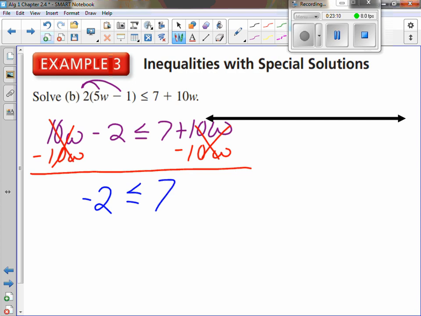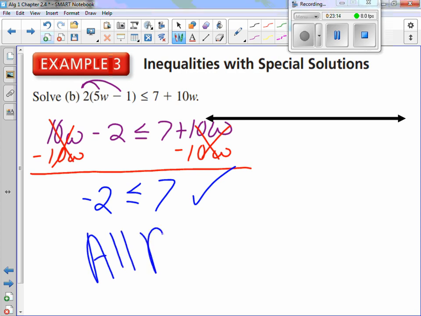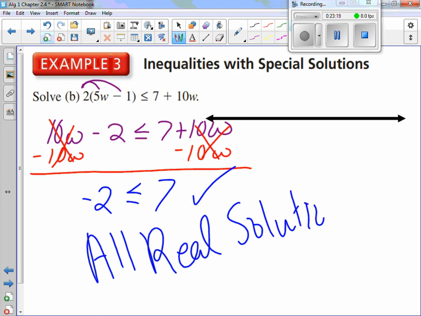Is that true? So this here is all real solutions. And that's all we have to do for this here. So yes, the graph of it would be the whole line. We'd fill the whole line in because it's any number. Any number works, so we just fill the whole line in. And that's all we'd have to do there.